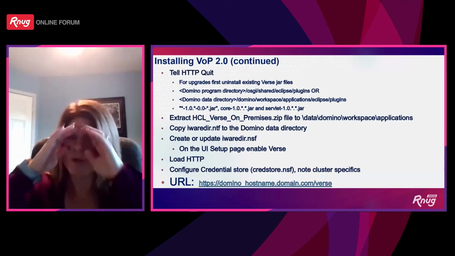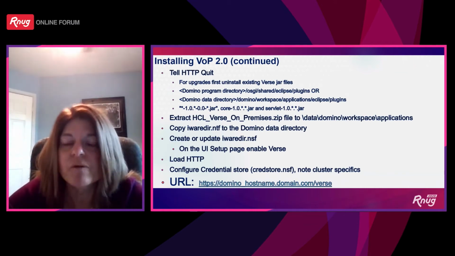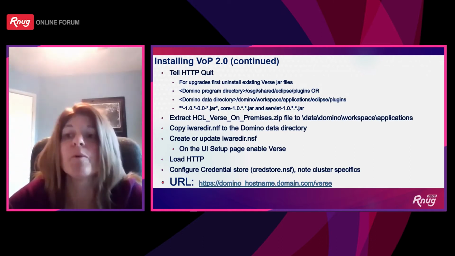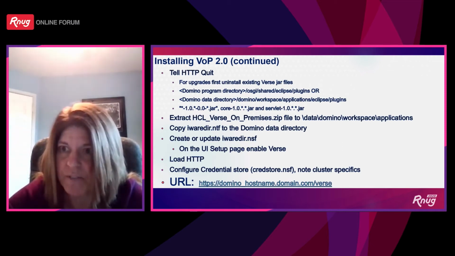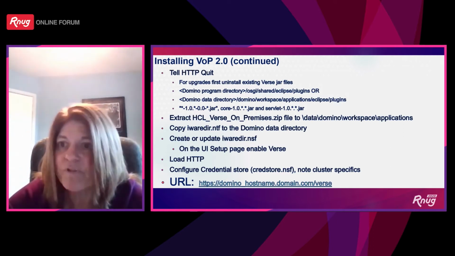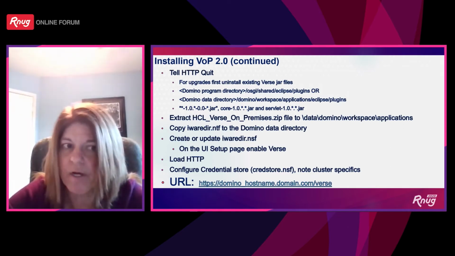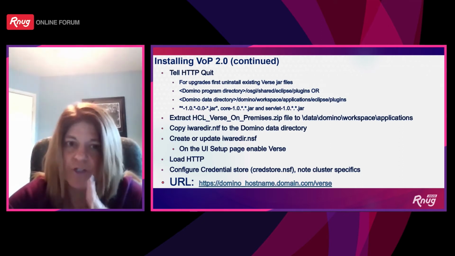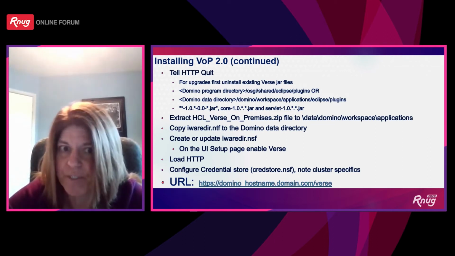So now that you've gone through your requirements and you have your software, you're ready to begin. For an environment or a Domino server that already had Verse installed, like for example 10.0.9, you're going to need to first remove those Verse jar files. And depending on what version you installed, they're going to be located in one of two places. They'll either be in the Domino program directory, or they will be in the Domino data directory. And I do have the underlying folder structure listed for both directories.